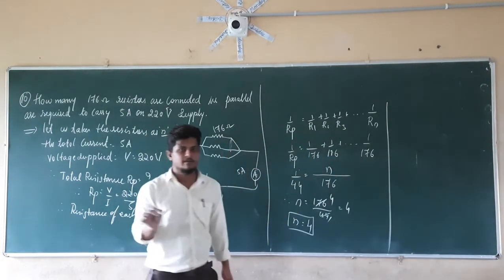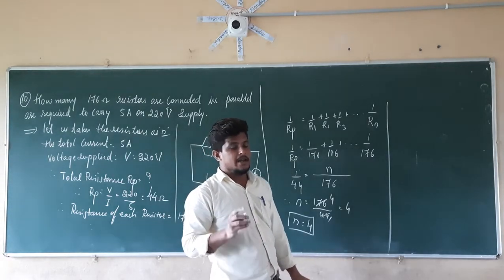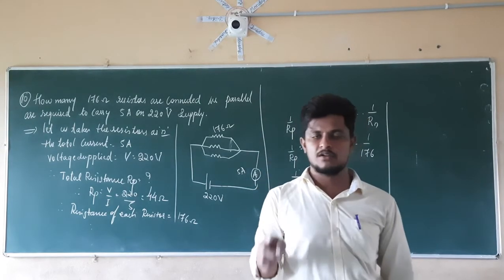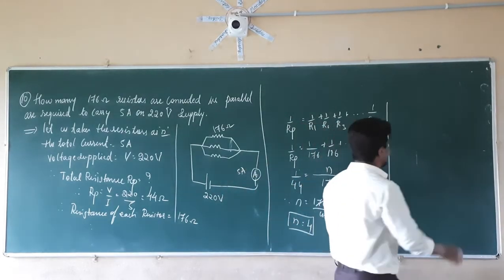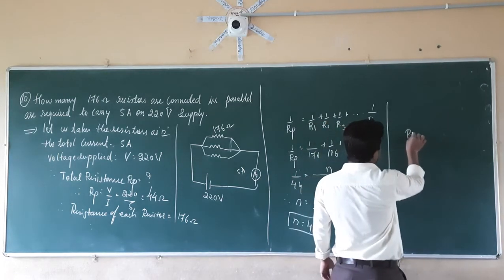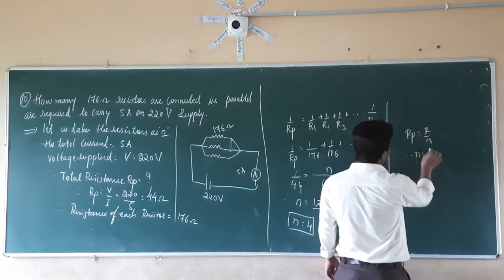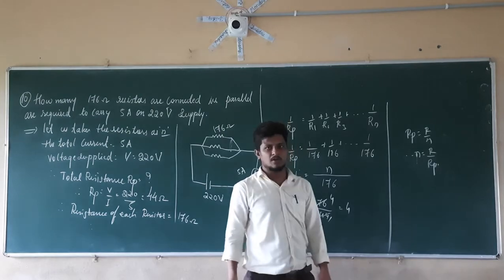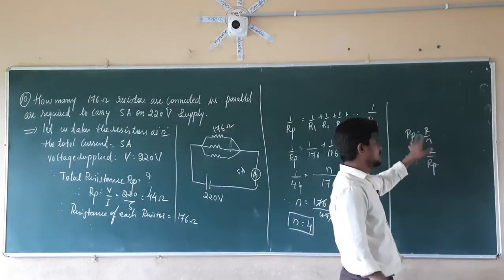Now, if you remember, while discussing the series and parallel connection, I gave you another formula. If the resistance of all the resistors is the same, then we can directly find the number of resistors by using the formula Rp equal to R divided by N. To find N, we write it as N equal to R divided by Rp. So if the resistance of all the resistors is the same, we can use this formula.